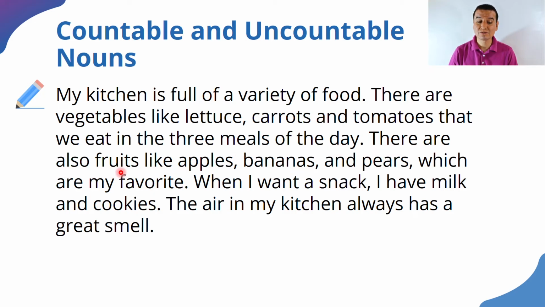There are also fruits, that you can pluralize fruits, 3 fruits, yes, like apples, bananas, and pears, which are my favorite. When I want a snack, I have milk and cookies. You see that you cannot say I have milks. I have milk, that's used in singular because it is a non-count or an uncountable noun, and cookies. The air in my kitchen always has a great smell. I like that. We can also call it scent. Yeah, the air in my kitchen always has a great smell because it has, oh yes, that fruits and even the vegetables. I love how fresh vegetables smell.